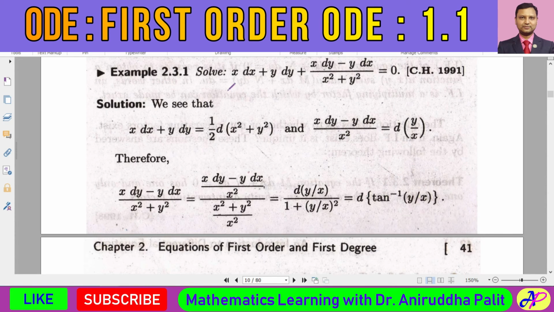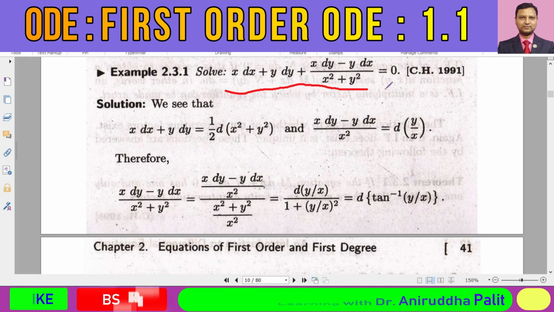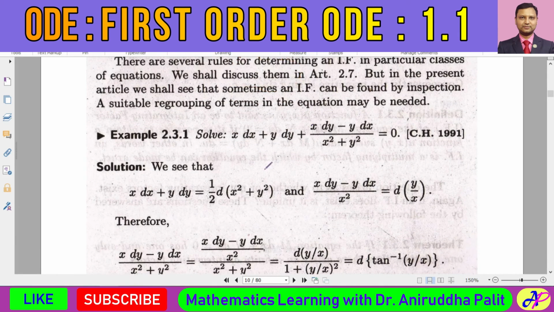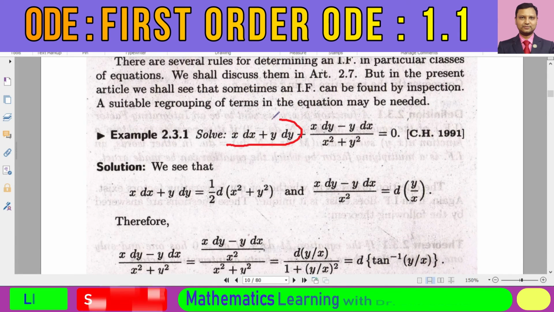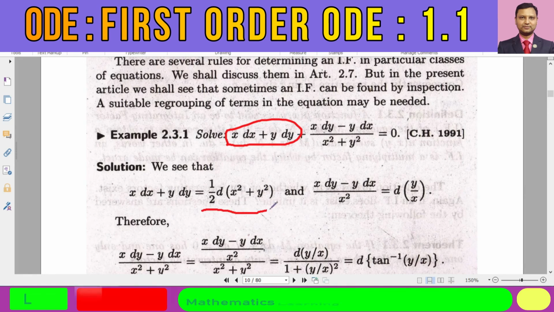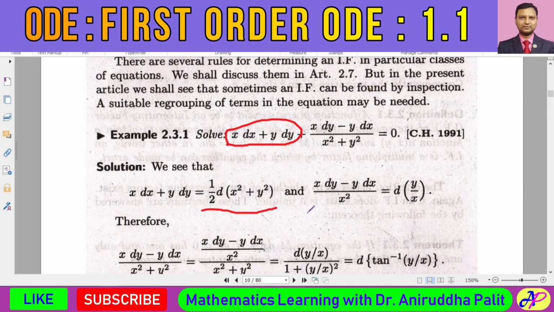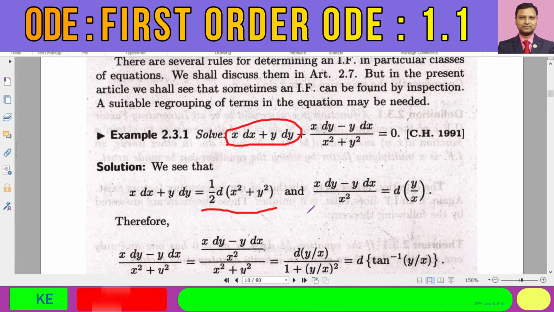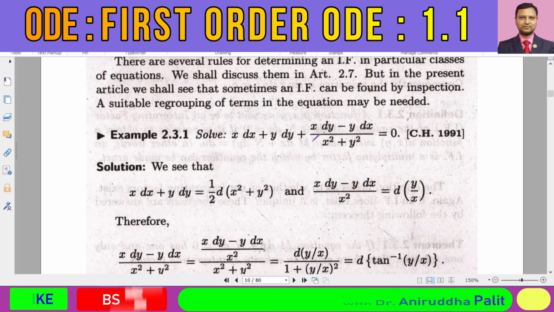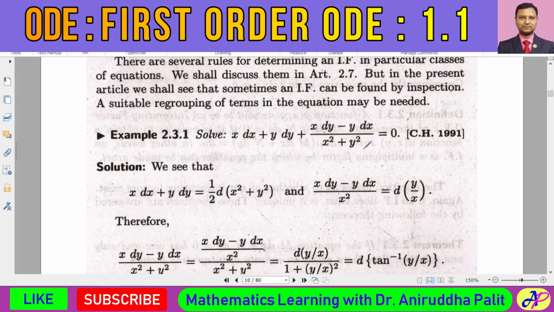Suppose we have this kind of differential equation. Now, you see over here x dx plus y dy. This expression x dx plus y dy is easy to integrate because it can be written as the differential of half of x square plus y square. And now you consider this expression, x dy minus y dx divided by x square plus y square.